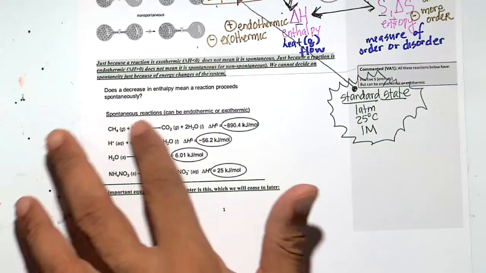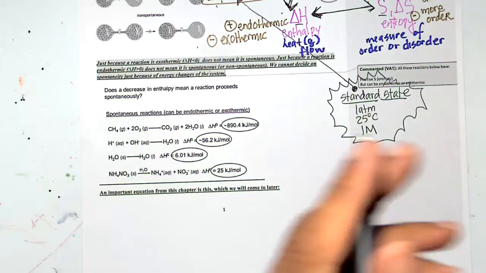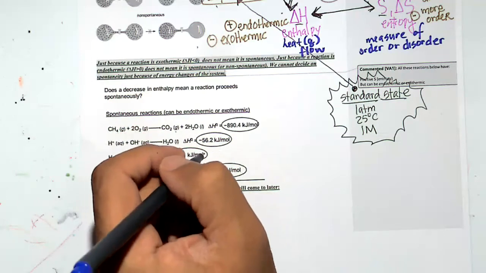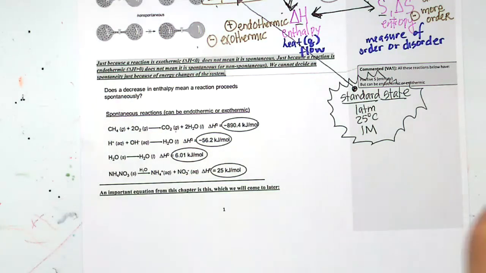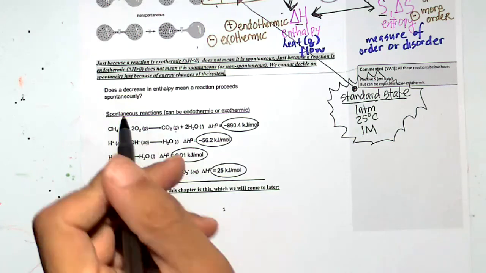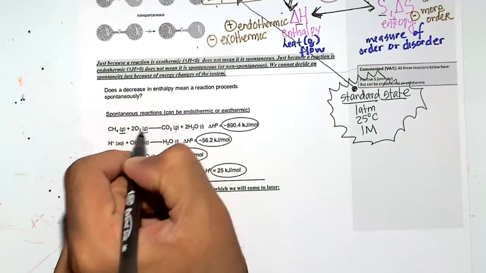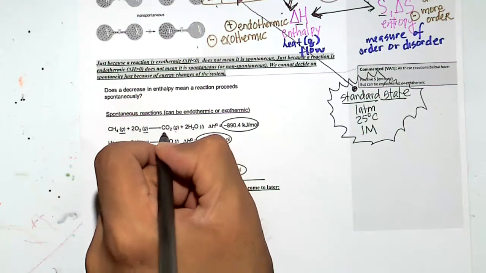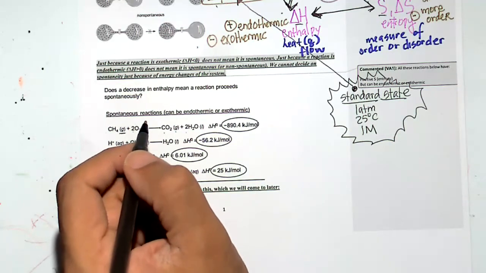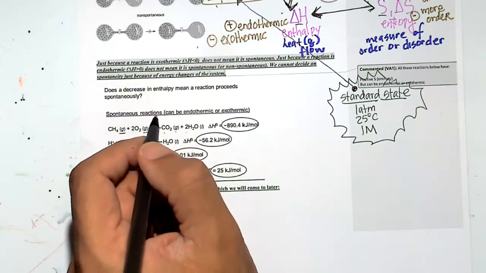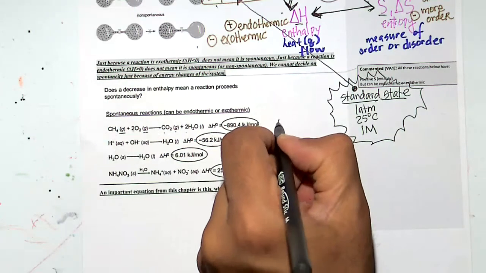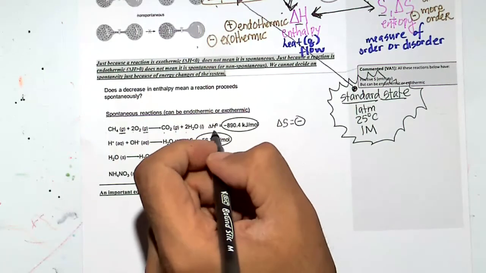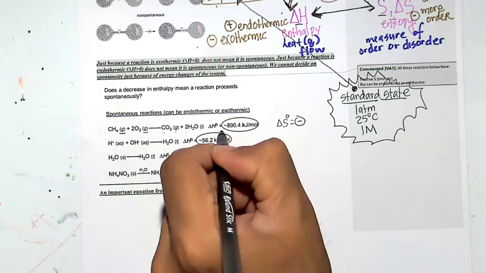So let's look at some of these problems. Let's look at this here. CH4 gas plus 2 O2 gas goes to a gas and a liquid. Do you think the entropy has increased or decreased here? We've got three gases, 1 plus 2 is 3, and it's going to one gas and two liquid. Has the delta S gone up or down? It's decreased. So delta S would be negative. Okay, very good. The delta H here, standard state, is negative.